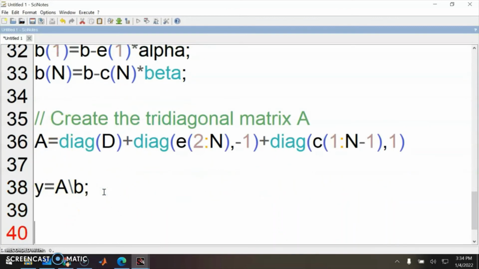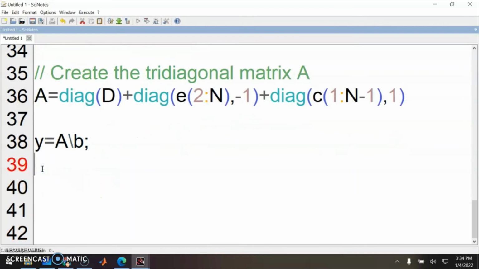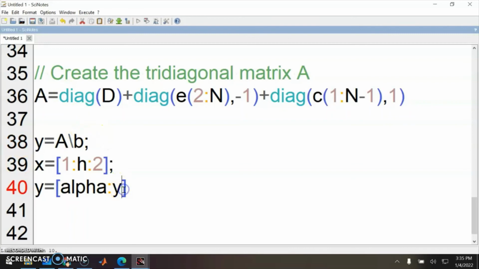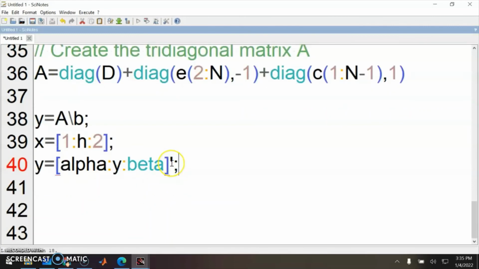Now to display all this y, the solution, I gotta include the endpoints. Okay, so to include the endpoints, let's say x is from 1 to 2. Now my y, don't forget to include my alpha, the y at x naught, which is alpha. And then I have all this y that I obtained from here, and the y at n plus 1, which is my beta. And display this as my column vector. So now just display the table.